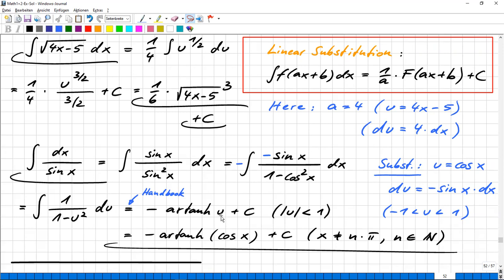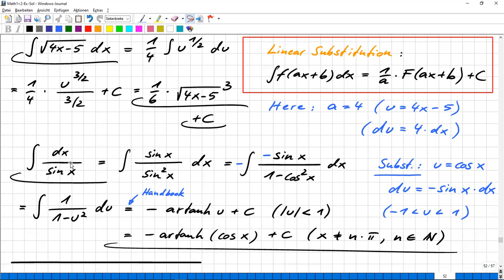We may just perform the resubstitution, which we always should do with an indefinite integral. And so we get negative area tangent hyperbolic of cosine of x, plus c. And now the question is, is this primitive function defined everywhere except for the zeros, or let's say the gaps, of our integral? Okay, going back here.